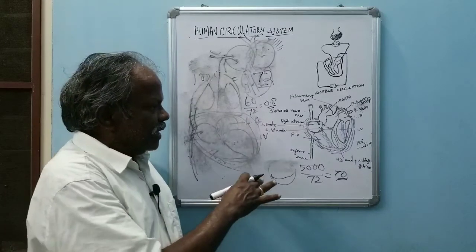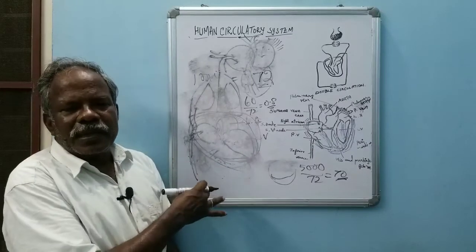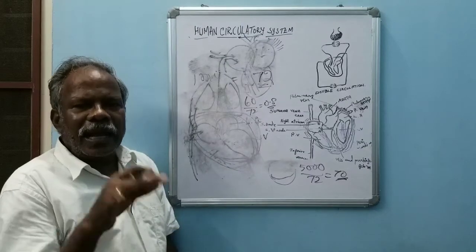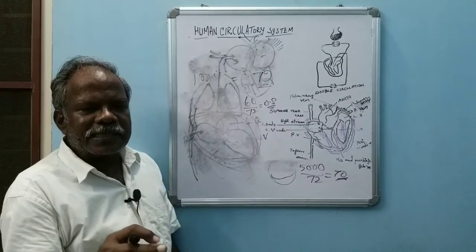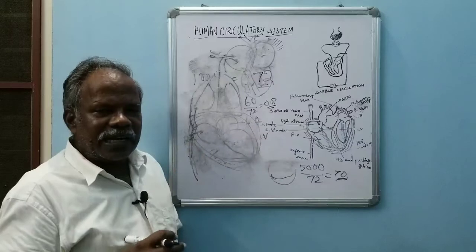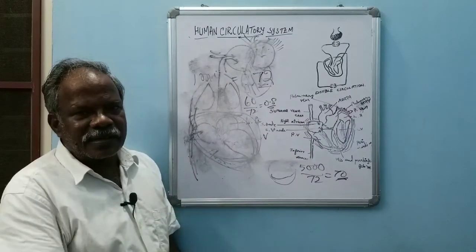With this we end the circulatory system. Next we have to see the components of the blood, and another thing is ECG, the electrocardiogram, how the health of the heart can be identified by ECG. That also we will take in another video.